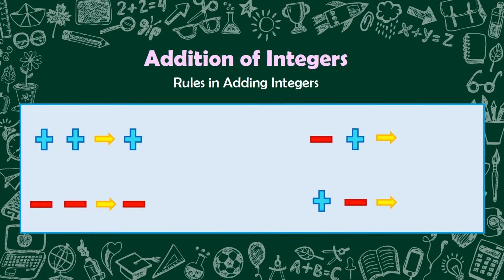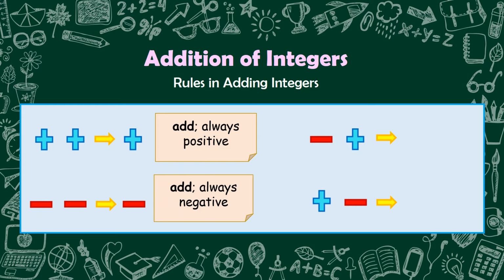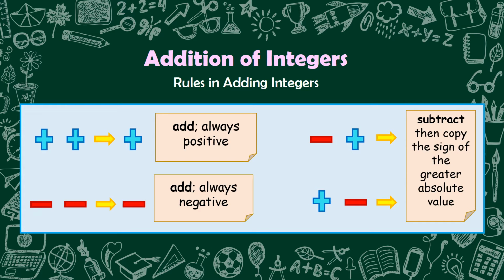Let us use here the symbols so you could better understand. So if we have positive plus positive, just always add and our answer is always positive. And when we have both negative, we will also add and the answer should always be negative. But if we have different signs, like negative and positive or positive and negative, we will always subtract. Then, copy the sign of the greater absolute value. So I hope this helped you a lot.